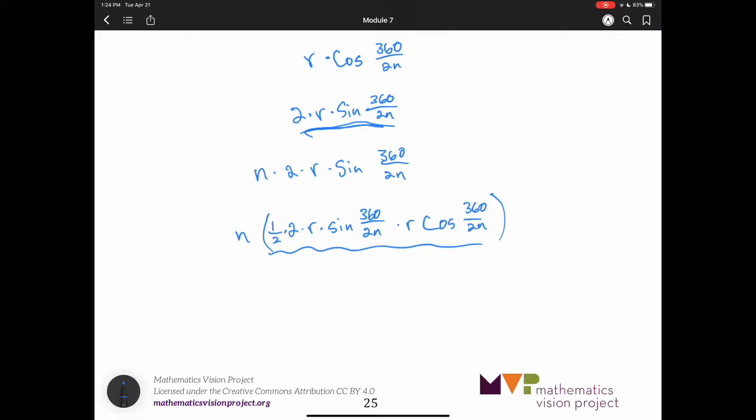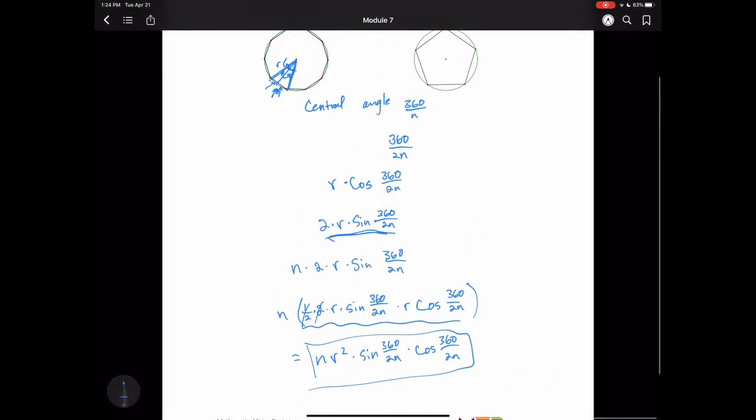So then, this can get a tiny bit simpler. So what we're going to look at is the 1/2 and the 2 cancel off. And then the r's come together, so we can say n times r squared times sine of 360 over 2n times cosine of 360 over 2n. Okay, so we just basically created the abstract formula for how to find the area of a polygon, any regular polygon inscribed inside of a circle, when you know the radius and when you know how many sides it has. So there you have it.